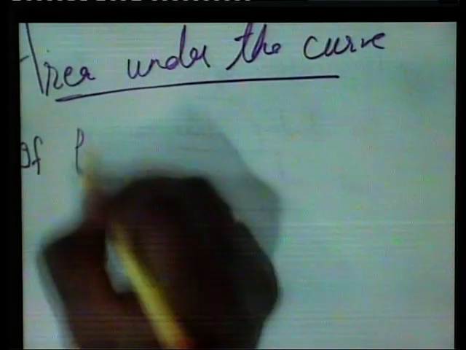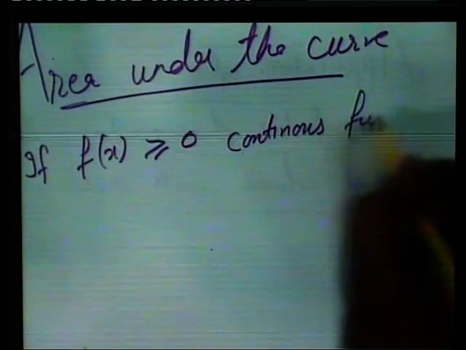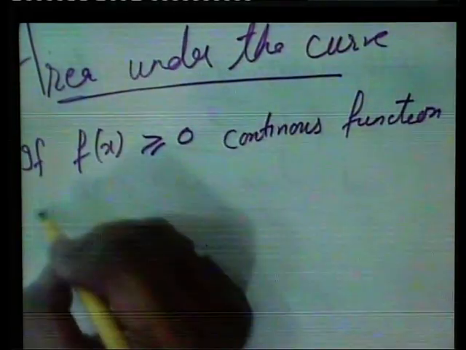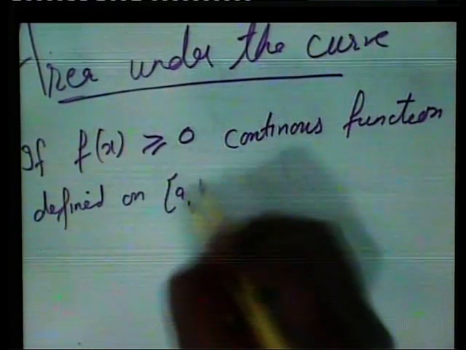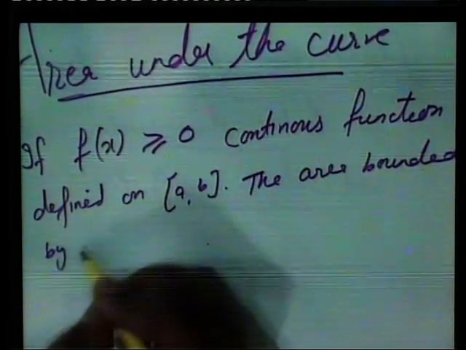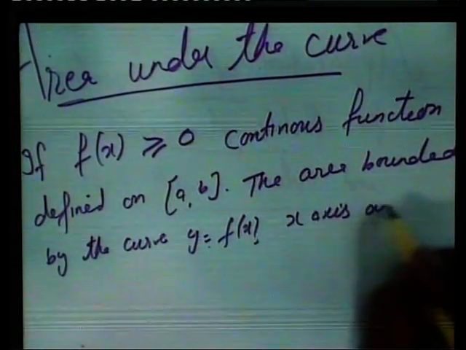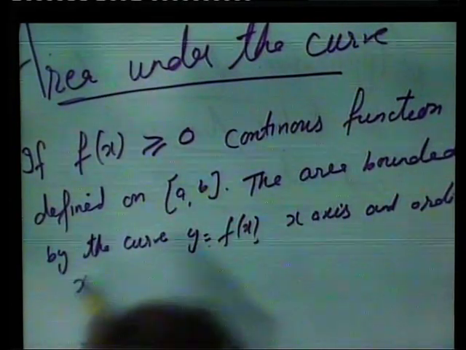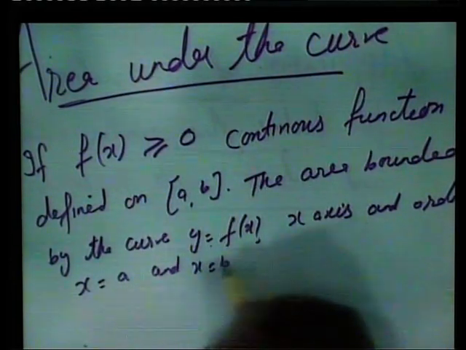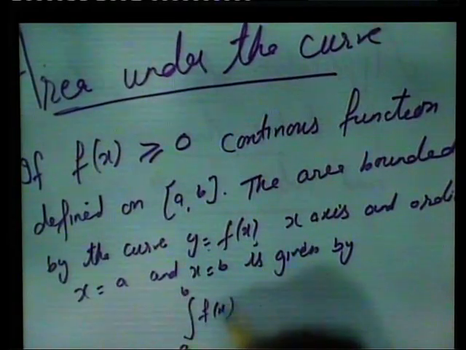Area under the curve. If any function f(x) is greater than or equal to 0, a continuous function defined on [a, b], the area bounded by the curve y is equal to f(x), x-axis and ordinates x is equal to a and x is equal to b, is given by integral a to b f(x) dx.